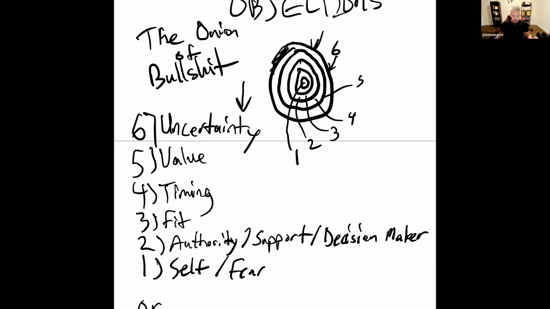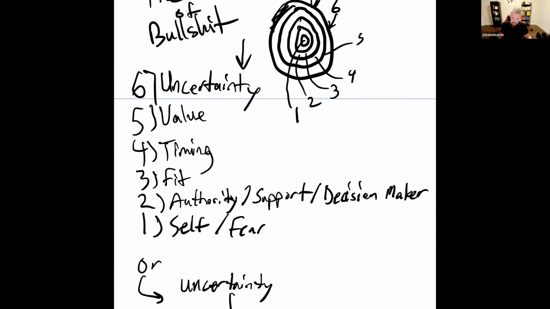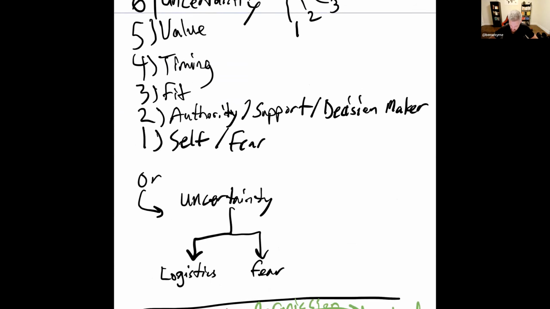And then we go to the next one, fit. Are you a special snowflake? Some people just think, oh, this won't work for my business. Authority, support, decision maker. That's like, I've got to talk to somebody else, I don't have the authority. Value is like, I don't think it's worth the price. You shouldn't get a value objection, really. You might get a financial, like a logistical objection.